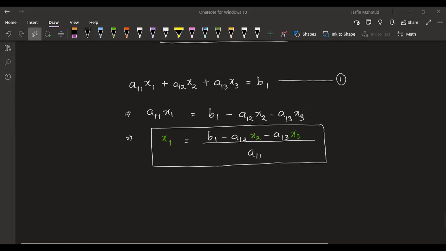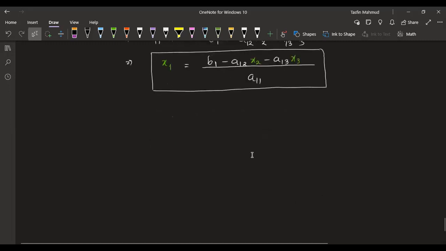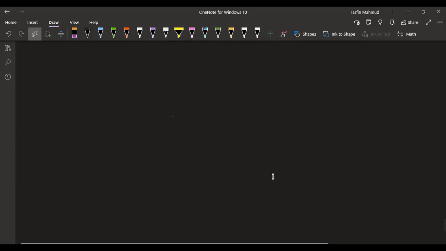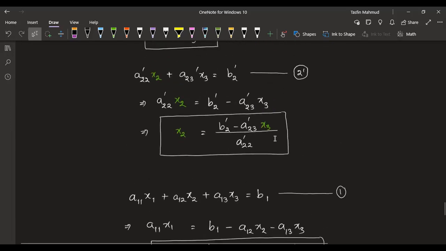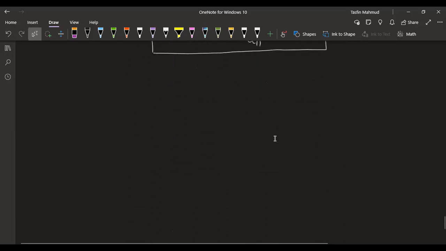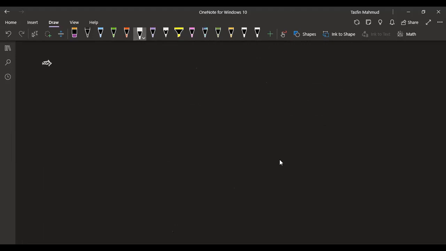So what type of modification do you need to do? The first thing is you have to check whether a system is singular or not. The approach that we have seen here is actually called naive Gaussian elimination. This technique is called the naive Gaussian elimination.